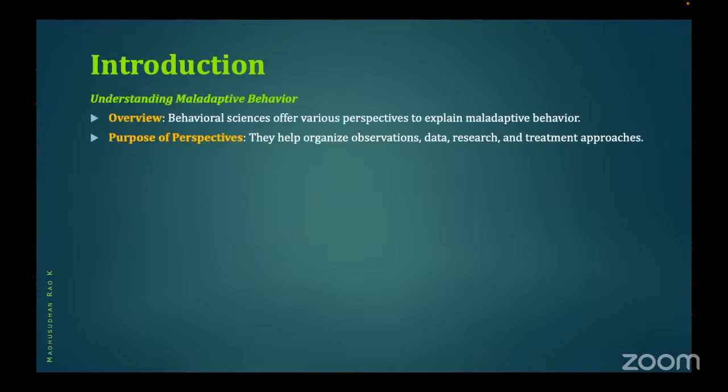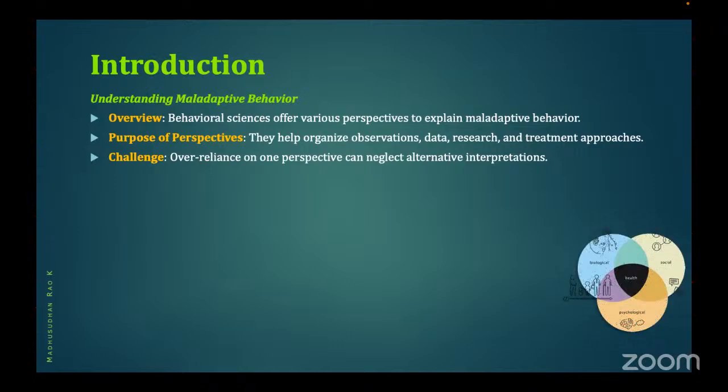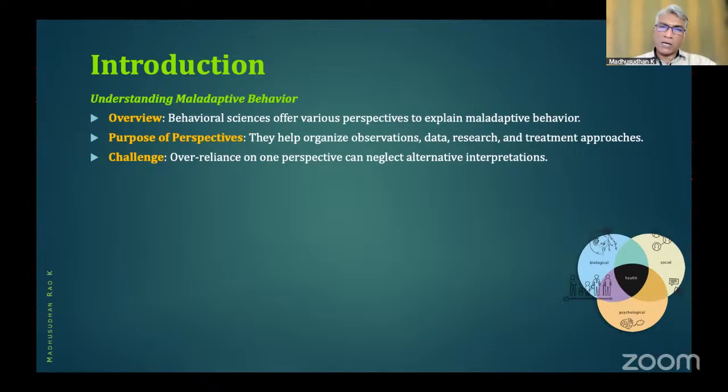So, in continuation with the introduction, understanding maladaptive behavior. What is this all about? Behavioral science offers various perspectives to explain maladaptive behavior. The purpose of a perspective is to help organize observations, data, and research, by which we can plan treatment approaches. So a perspective is a package of sorts: a lot of observations organized in a sequential order, then data put together and analyzed. Based on that analysis, you come to a treatment approach or process, adapted by different individuals for different individuals.